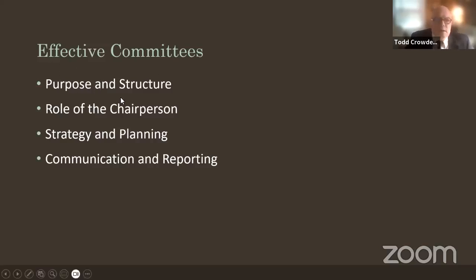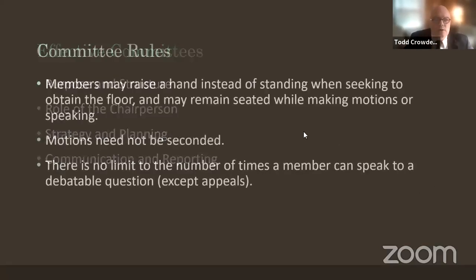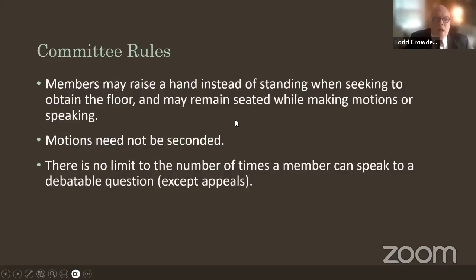Effective committees. It is important for your committees that you understand and address all of these issues: the purpose and structure of your committees, the role of the chairperson, the strategy and the planning, and the communication and the reporting. Your committee rules: committees go by a more informal set of rules that's detailed in Robert's Rules of Order. Members may, well, this is really more applicable to a live room.